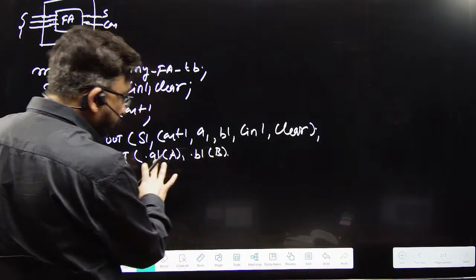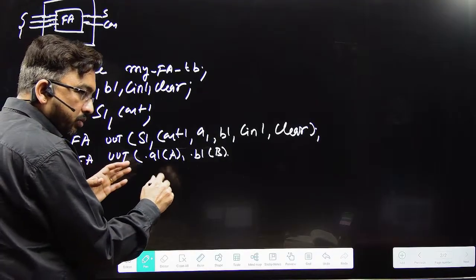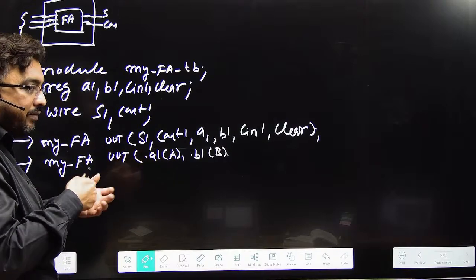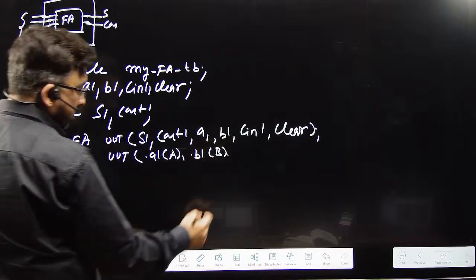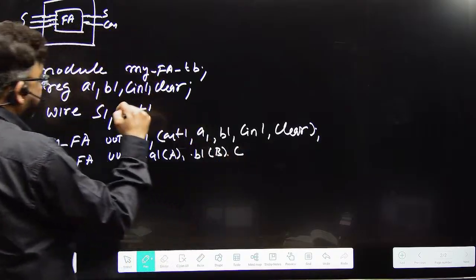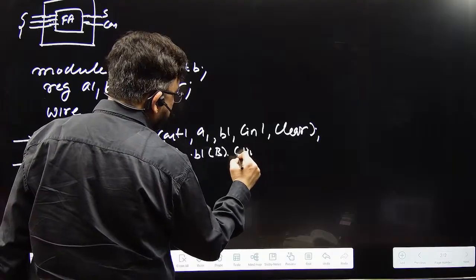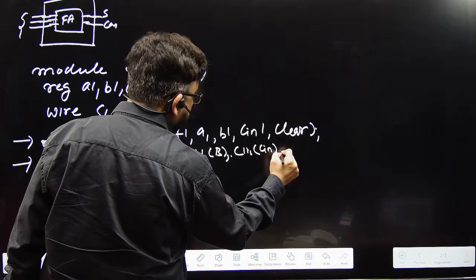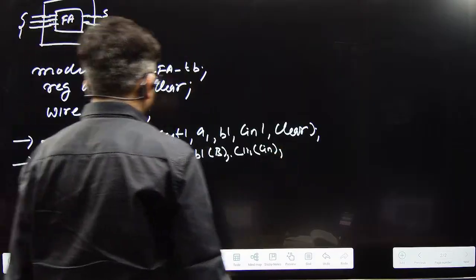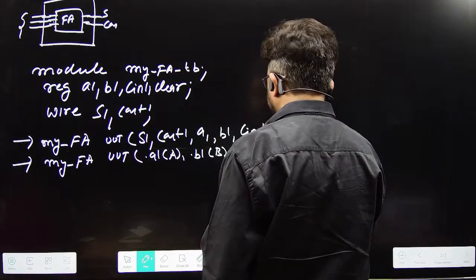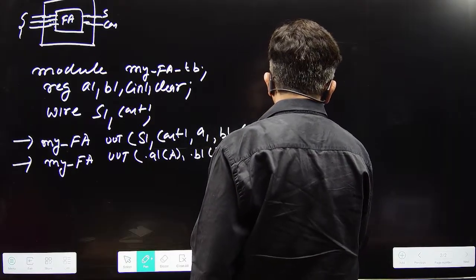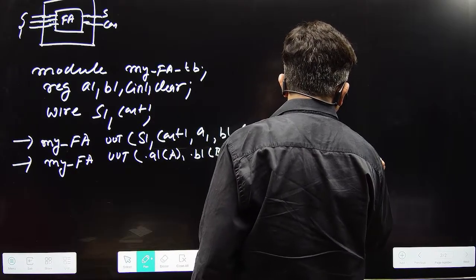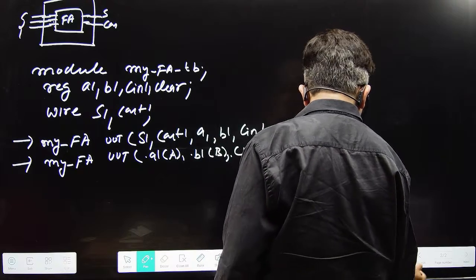In this you don't have to worry about the position. You just worry about whether you are connecting the right test bench signal with the DUT signal or not. Like dot C in with C in one, comma, and similarly S1 with sum, comma, and dot C out.